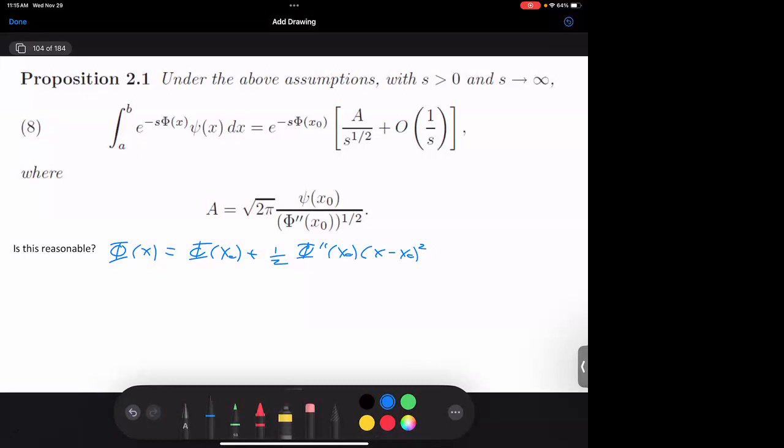That's basically the simplest choice I can take, right? Let's just do this to get a rough feel of what's going on. This is a great way to attack problems. Take something simple, work with the simple case, and then tweak it. All right, so now what would we have? We would have the integral from a to b of e to the negative s phi of x naught, e to the negative s phi double prime x naught, x minus x naught over 2 squared, c of x dx.